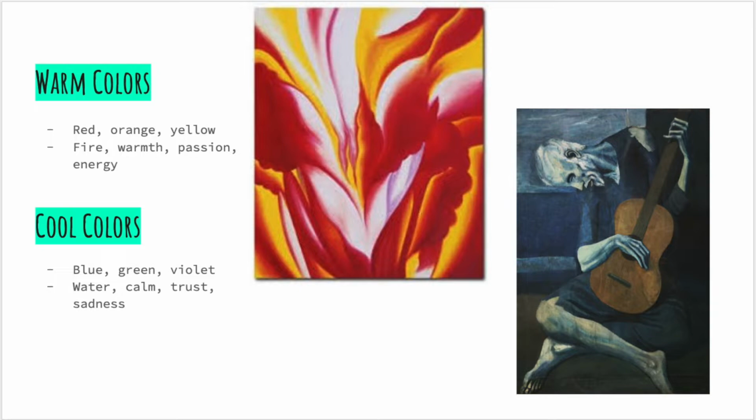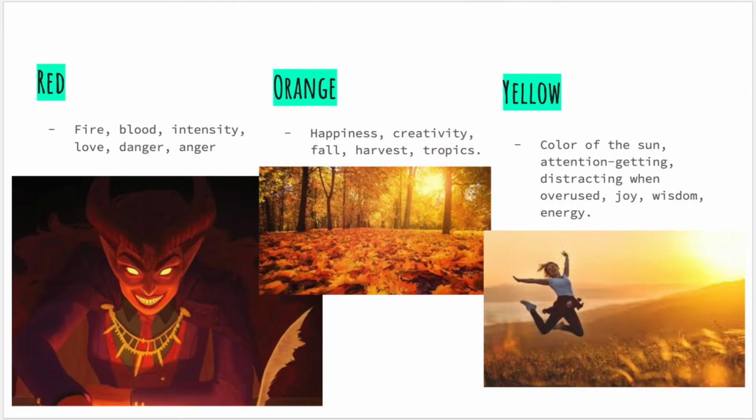Cool colors can be used to create a sense of calm, a sense of trust, or a sense of sadness among subject matter. Colors also have meaning when used individually. Red, for example, is usually used in artworks where they're trying to convey a sense of love, danger, or anger. Orange is used to create a sense of happiness, creativity, and is used in fall and tropical scenes.